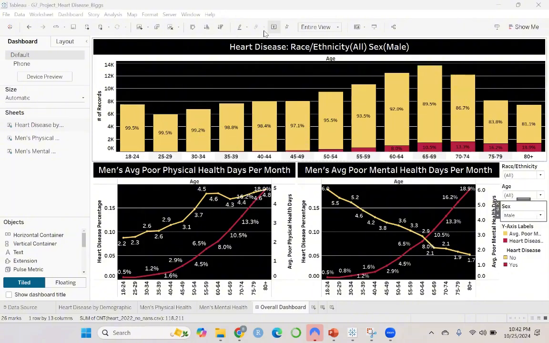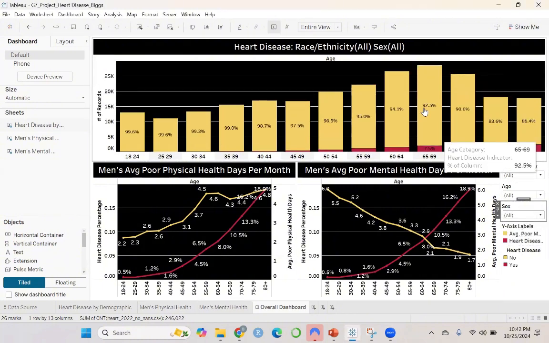So to start with this bar chart, the bar chart shows all the various age categories, which also includes all the races and ethnicities, and we'll toggle that back to all for now.